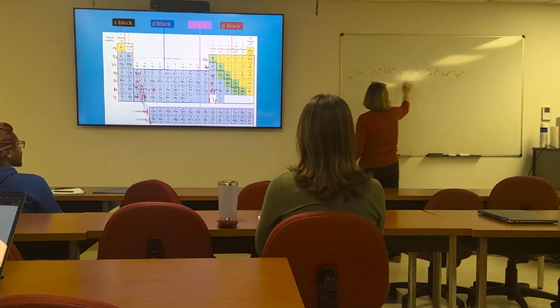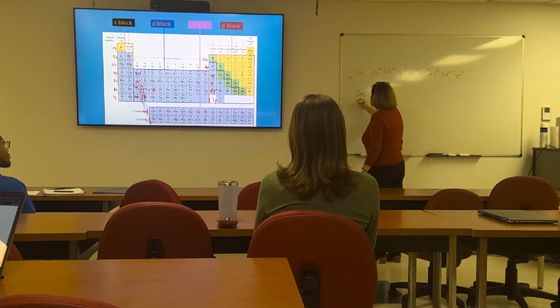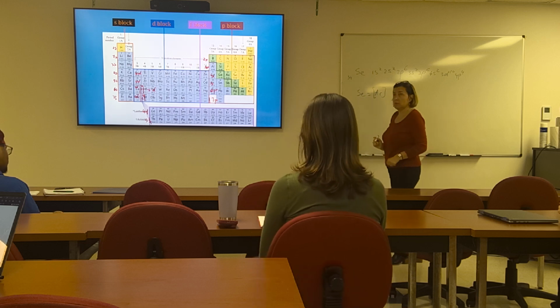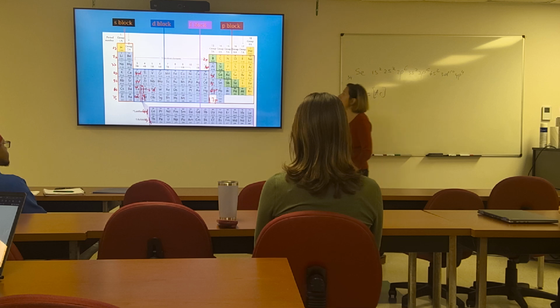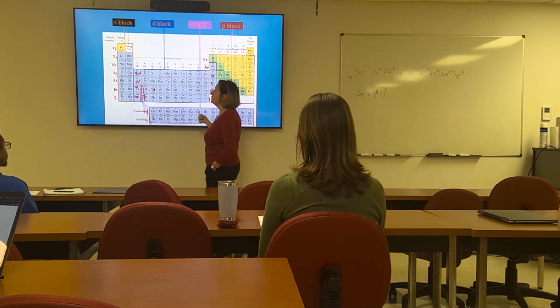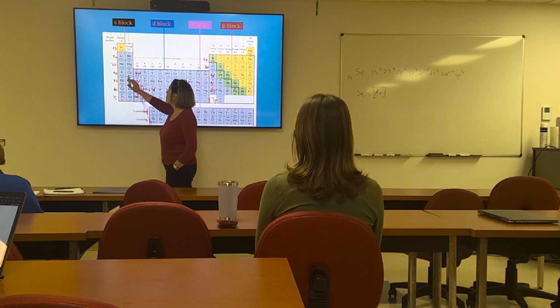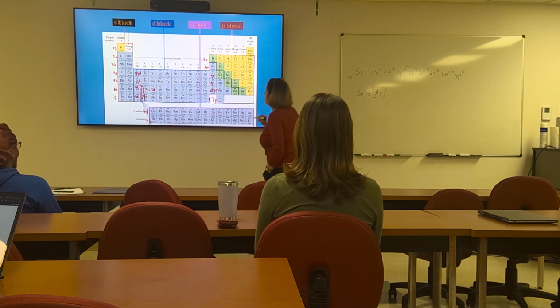So instead of writing the whole thing, selenium can be written as argon, and we put the argon in brackets, okay? And then we're gonna add what is missing from this. What's missing is your 4s2, 3d10, 4p4, right?